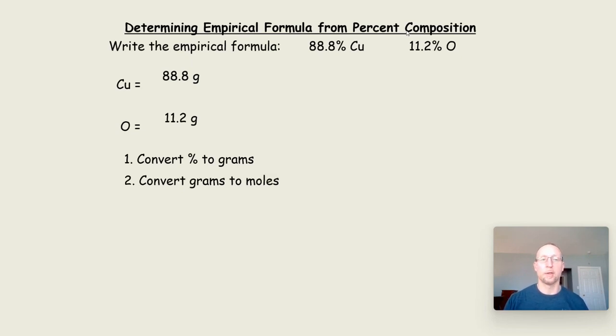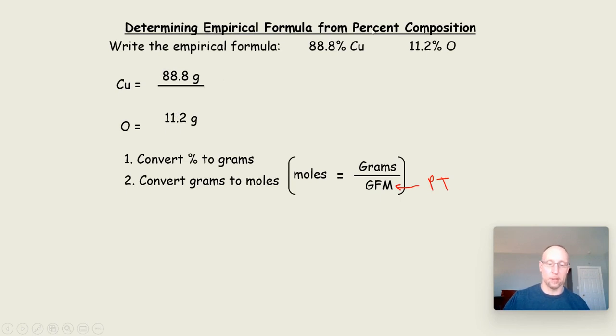Step 2 is convert those grams to moles, all right? So how do we do that? Well, we use the formula that we've been using. Moles equals grams over gram formula mass. So where do we get the gram formula mass of our elements? Off the periodic table. So we go to the periodic table and we find the masses of our elements, rounding off to the nearest tenth. So copper is 63.5.